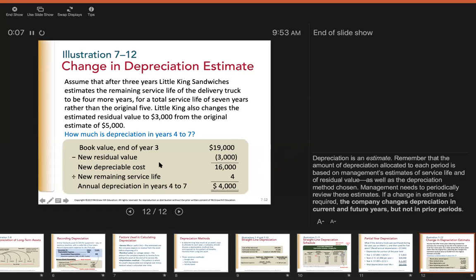So if you'll look here, you'll see book value at the end of year 3, $19,000. Remember, we calculated that by taking the $7,000 of depreciation times 3 to get $21,000. $21,000 from your cost of 40 gives you the book value of 19. Our new residual cost is 3, so our new depreciable cost is 16. 16 divided by the remaining service life of 4, we should take depreciation each year of $4,000.